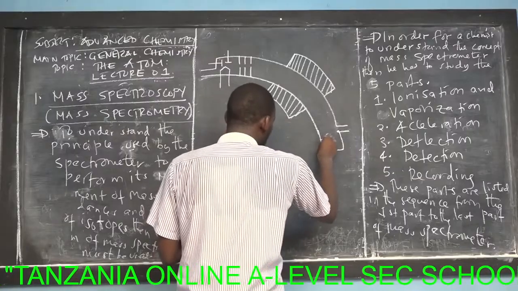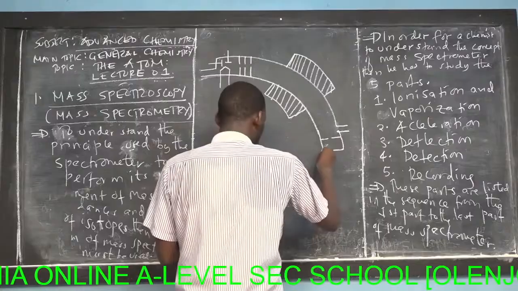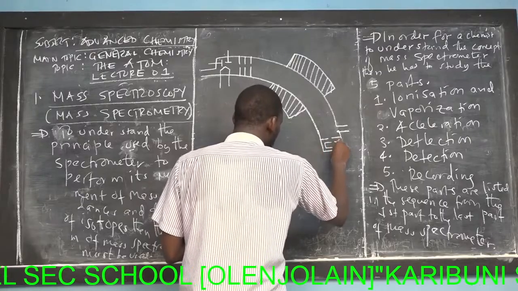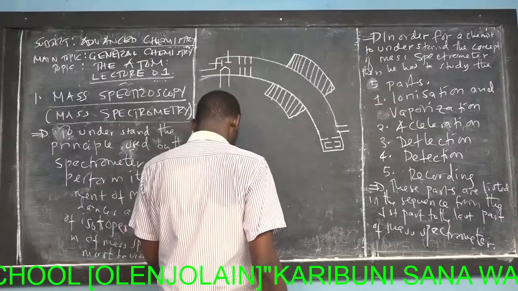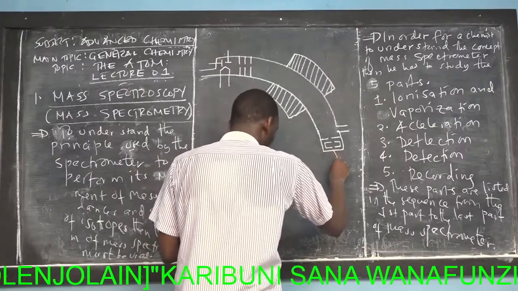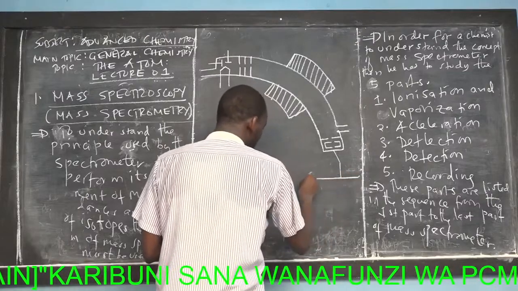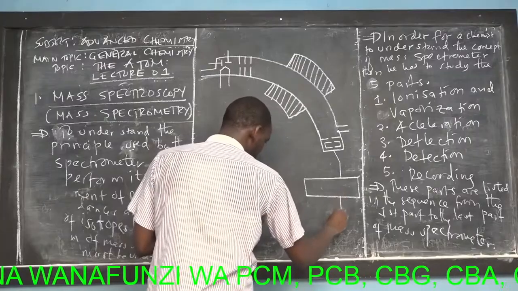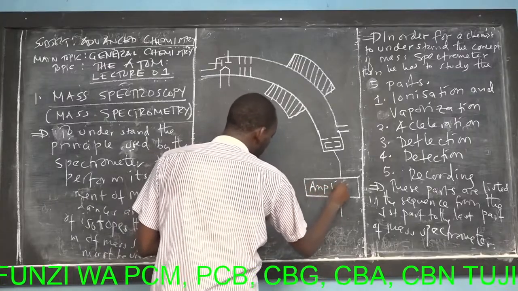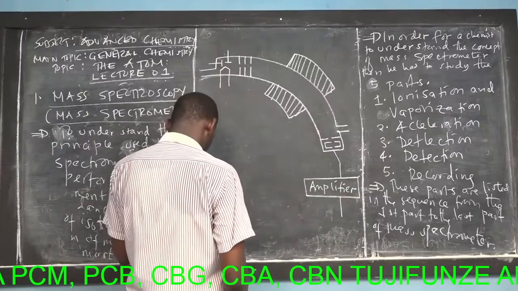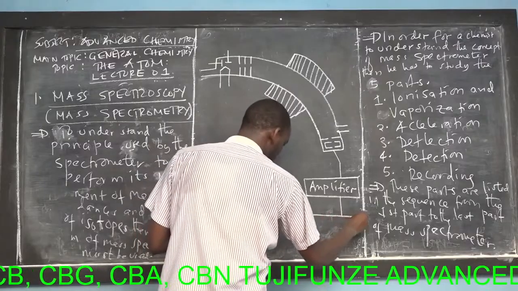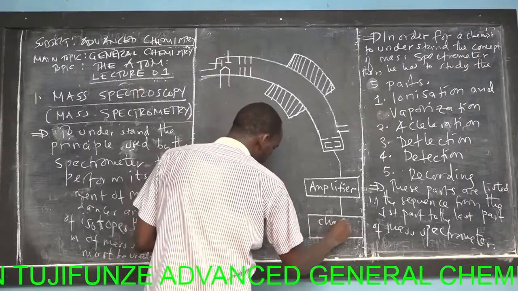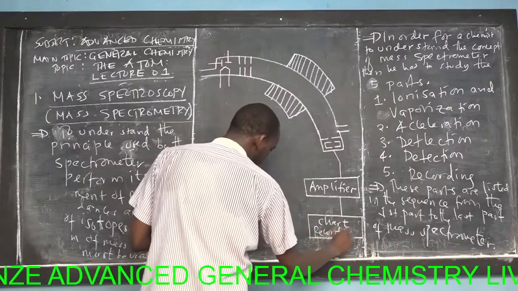Then we have another part here. Then we have the output at this point. It goes to another section, and the output of this section goes to the amplifier. This goes to another section, which we call the chart recorder. A very important part. This is the recording section.